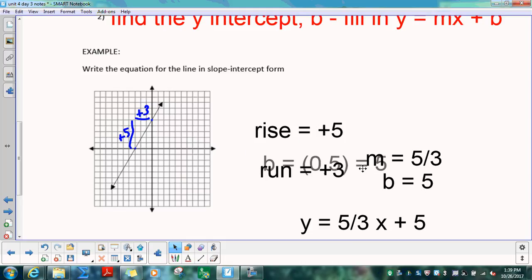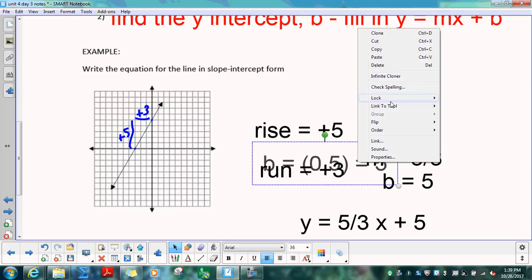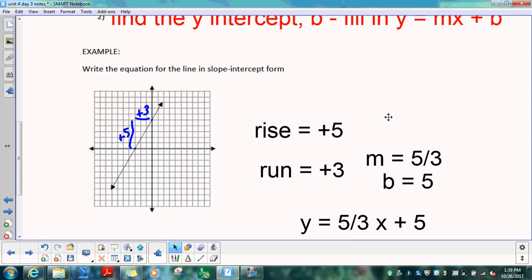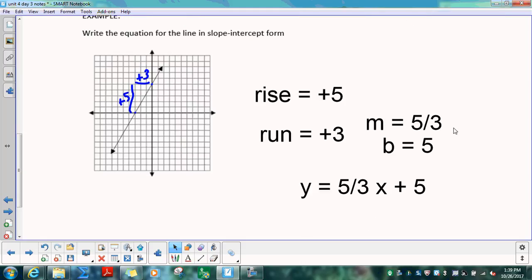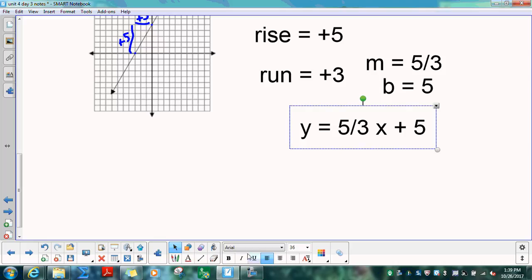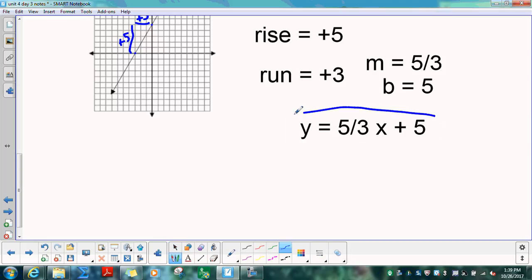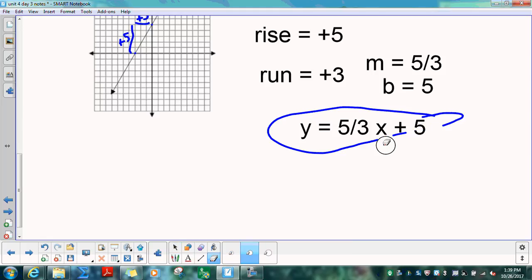I'll delete all this other stuff so you don't get confused. I accidentally already wrote it, so that's what I go ahead and do, and that's my equation. This fun looking slope-intercept form with a horrible circle around it. Sorry, but that's my answer. That's my slope-intercept form for this line.